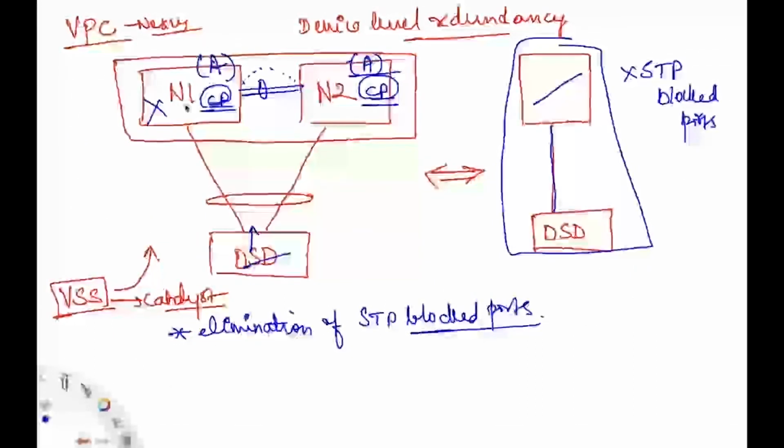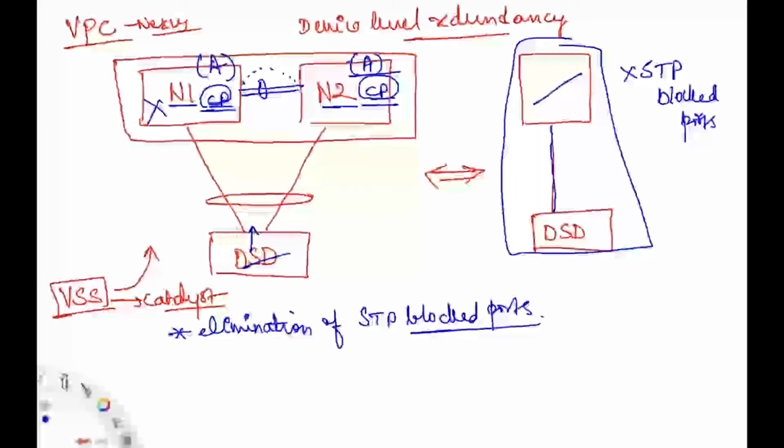Over here I have both my Nexus switches active, right? Both the control planes are active at all times. So when the downstream switch or the downstream device has to send some frames towards the upstream devices, which path is chosen? Both are active. How do I choose? Depends on your hashing algorithm.